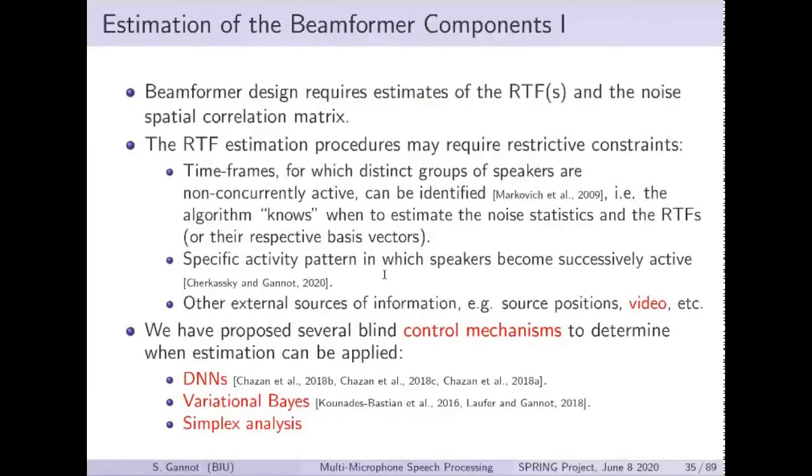So we need to know the RTFs, and we need to know the noise correlation matrix. For the RTFs, as we mentioned, we have a lot of algorithms. However, most algorithms require some type of knowledge about the activity patterns of the speakers. If the speakers are polite and introduce themselves, then we can estimate their respective acoustics while they are speaking alone. However, we cannot guarantee such behavior in most real-life environments, and this is why we will need something more flexible than a predefined activity pattern of the sources.